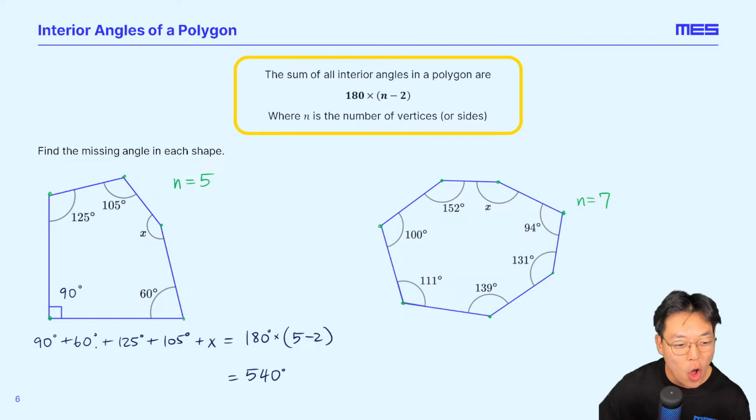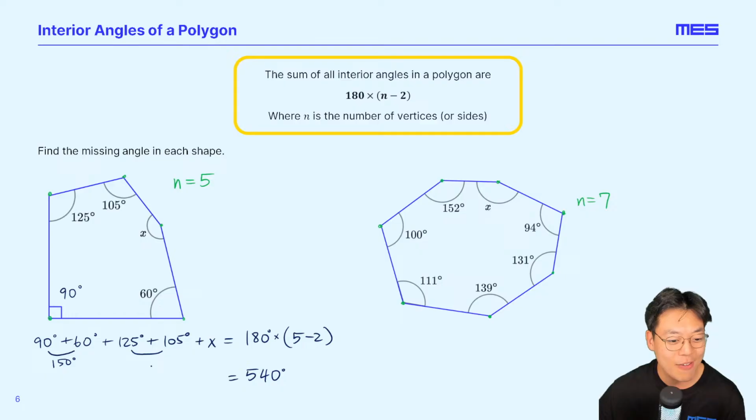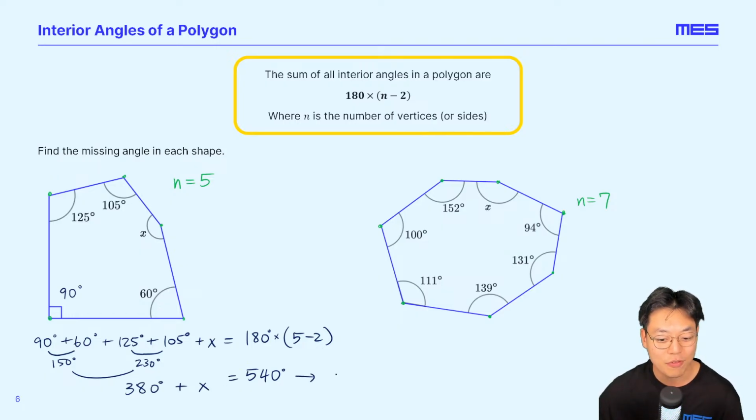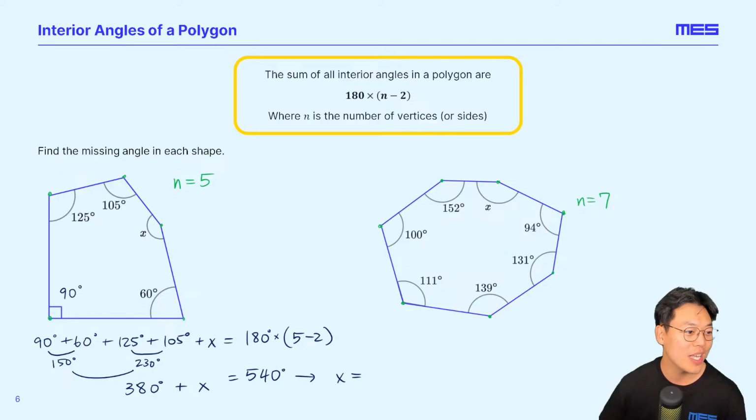Now let's add up all the numbers on the left. If we add these up, I'm going to group them for the ones that look like they'll be easy to add up. 90 plus 60 is 150. 125 plus 105 is 230. So 230 plus 150 gives us 380 plus x, and now we can solve for x. What did you get for x?